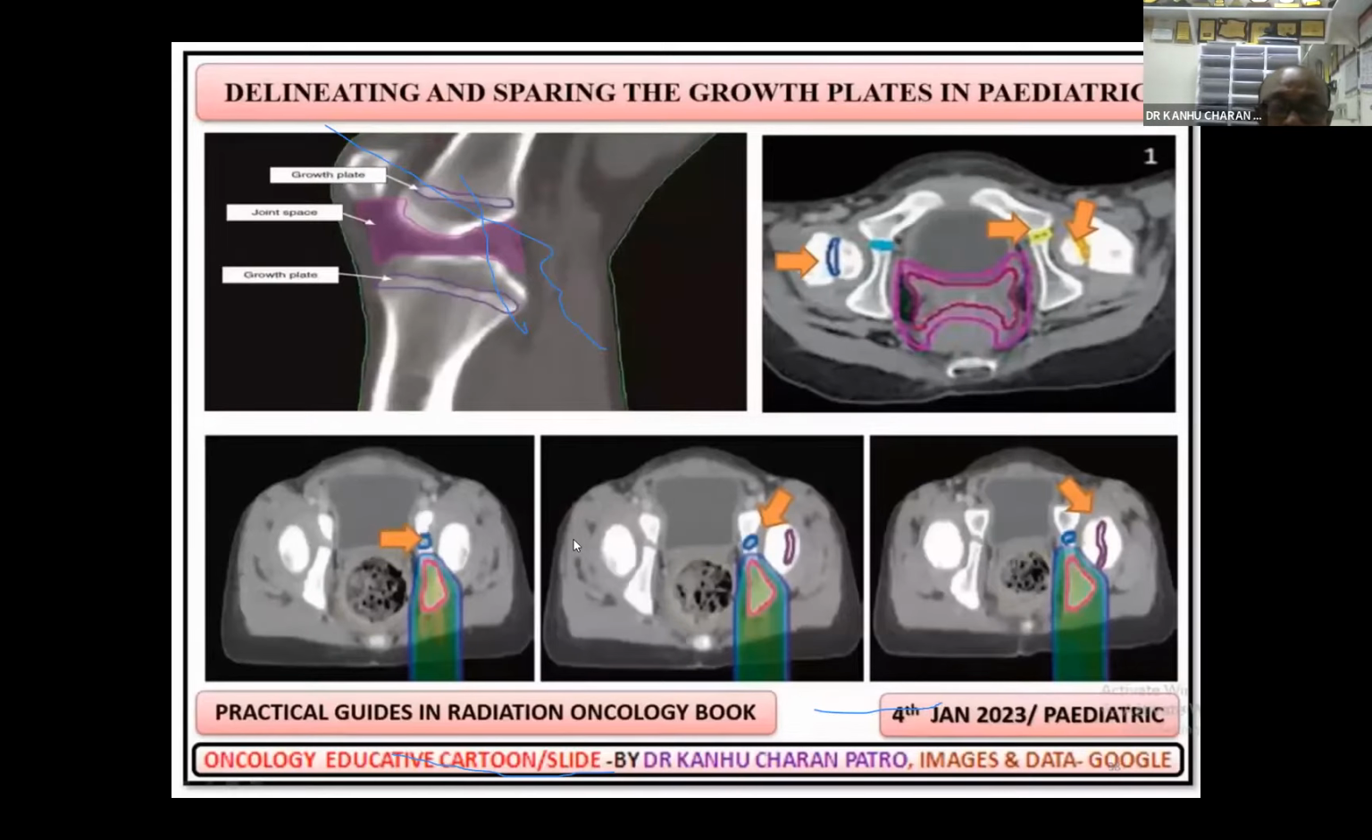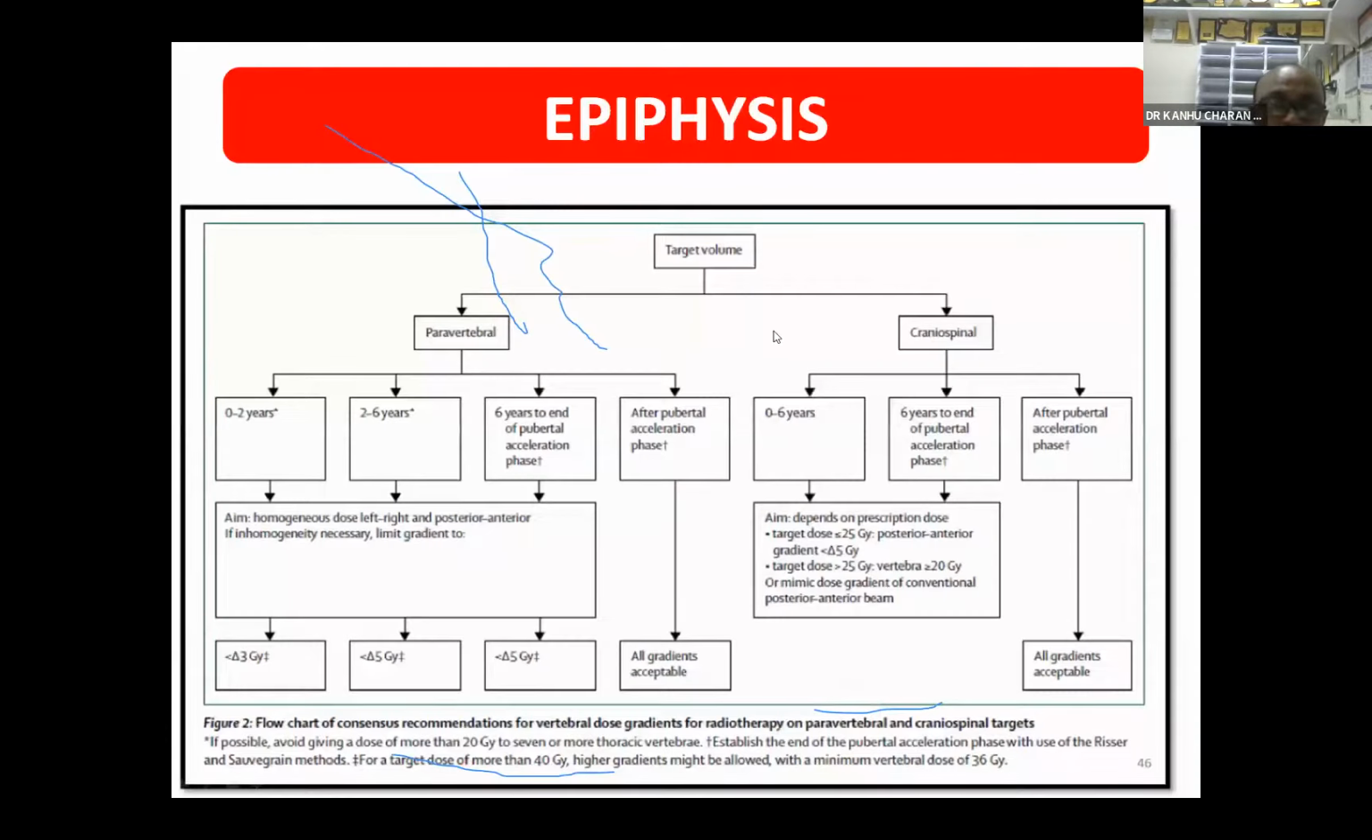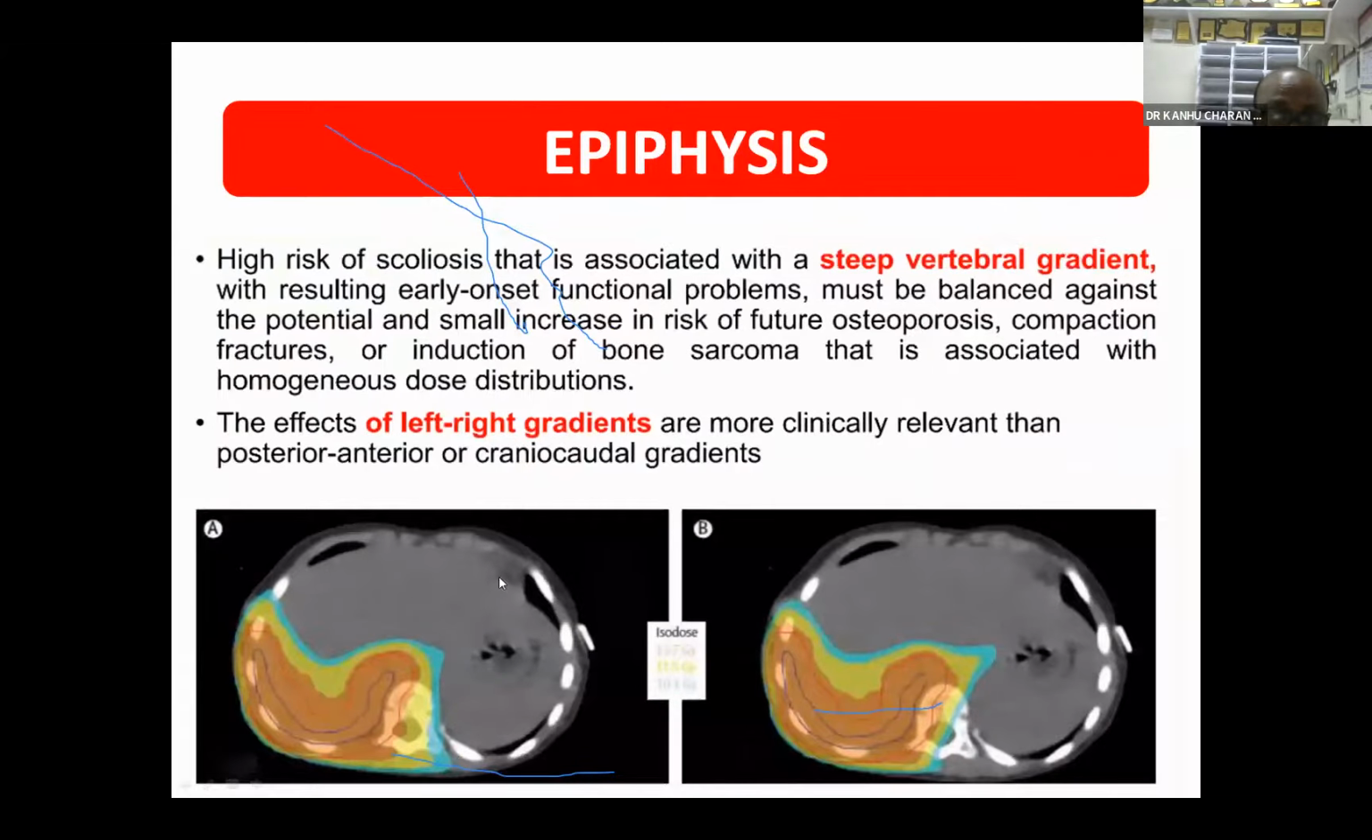So how will you help with these things? Suppose for this person's area of treatment, there is no need for AP/PA; you can divert the beam around the non-epiphyseal areas, so that there will be no growth disturbance. There is a good table here. If there is 0 to 2 years, you can... I will tell you these things.